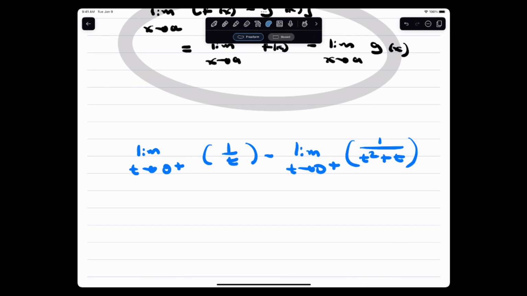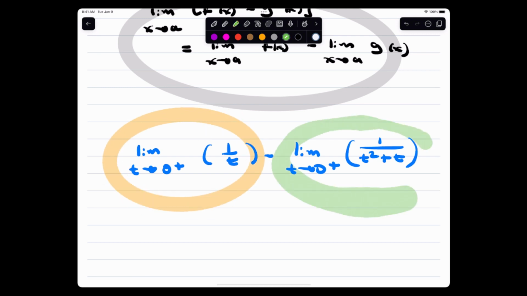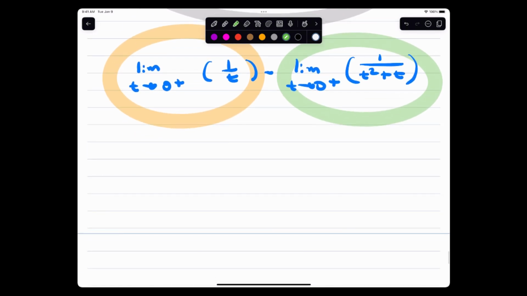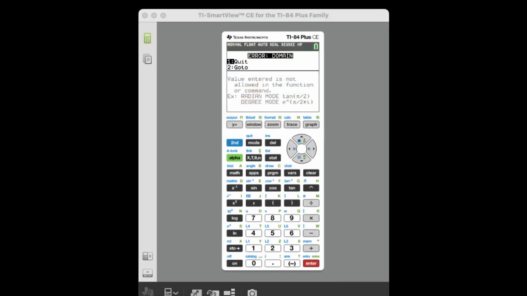So what's this first one? And I'm out of colors. What's this limit? And what's this limit? Do you guys know how to find that limit? What would you say that first limit in orange is? I'm going to say it's infinity. How do we know it's infinity? Anybody know?